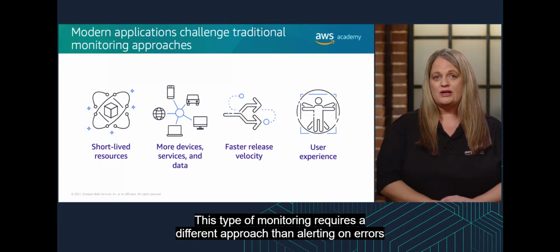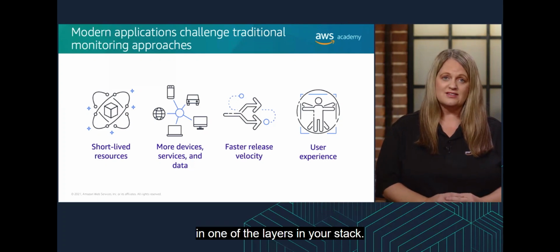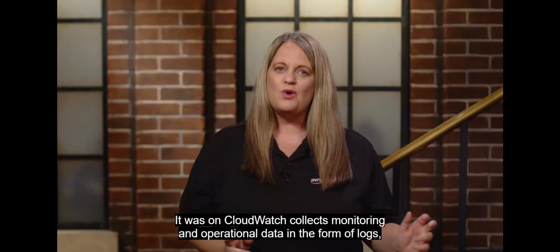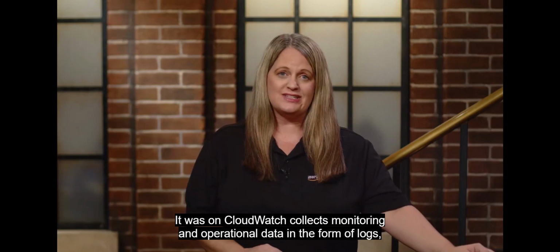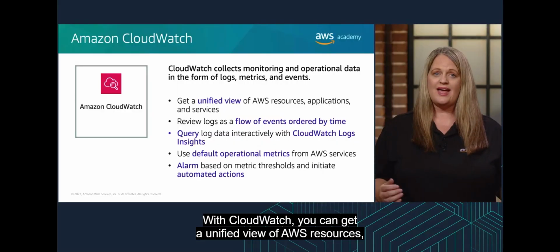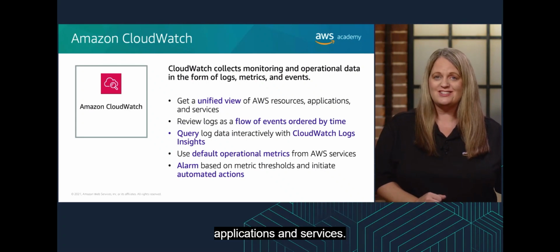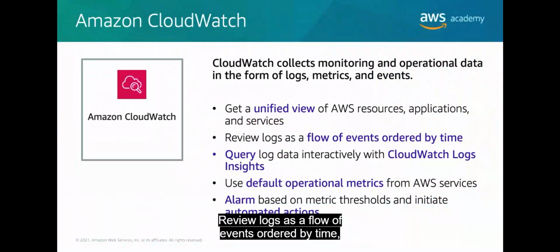This type of monitoring requires a different approach than alerting on errors in one of the layers in your stack. Amazon CloudWatch collects monitoring and operational data in the form of logs, metrics, and events. With CloudWatch, you can get a unified view of AWS resources, applications, and services. Review logs as a flow of events ordered by time. Query log data interactively with CloudWatch Logs Insights. Use default operational metrics from AWS services.